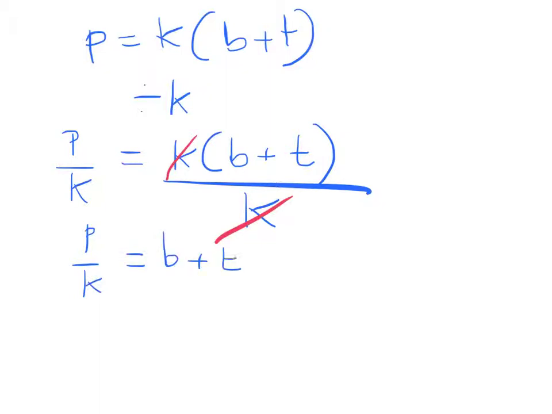Now I'm just using lots of letters here. Don't be put off by it. This is just algebra. You can do it with numbers if you wanted to. We'd be following the same steps. If K was 2, we'd be dividing by 2 instead of dividing by K. It makes no difference. Alright?